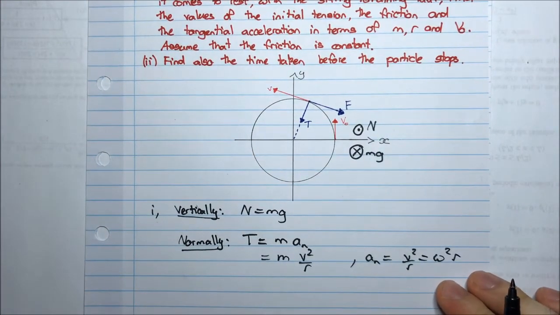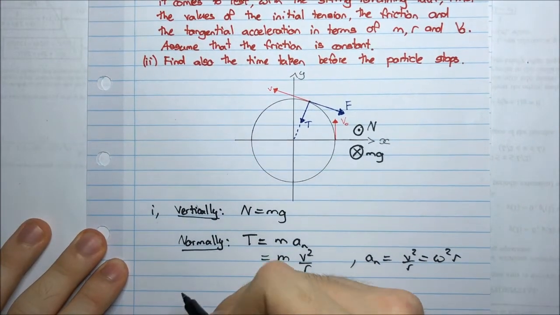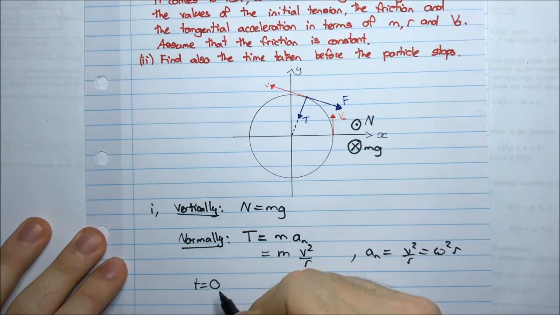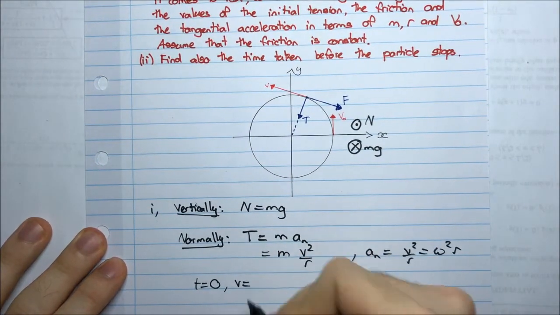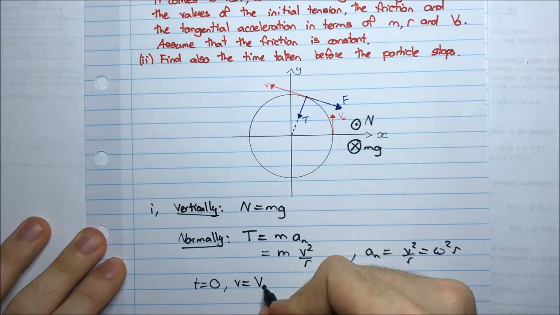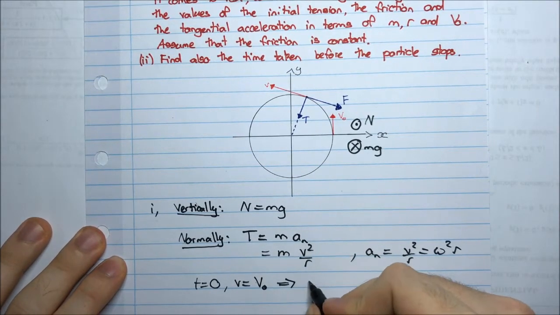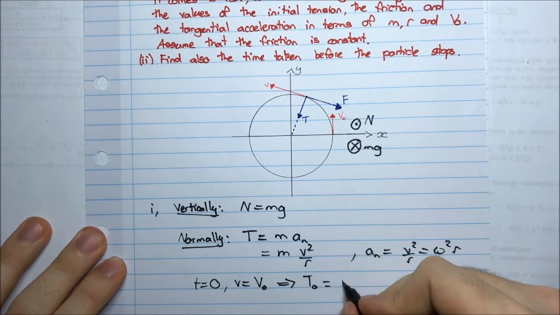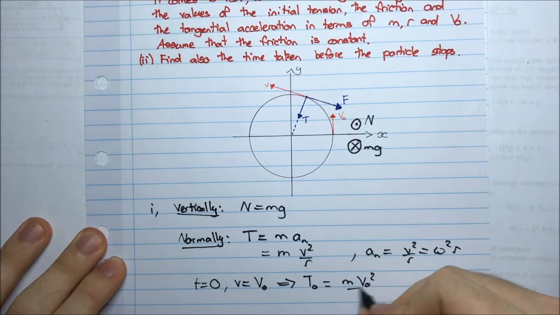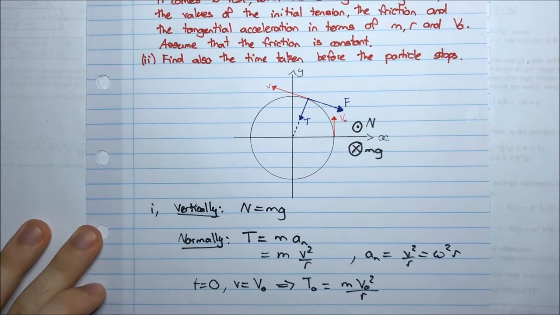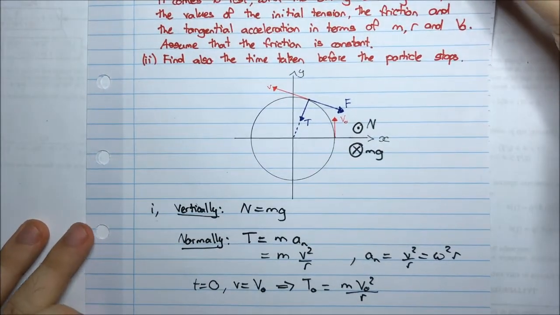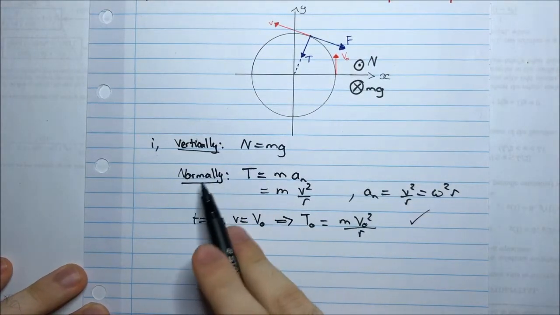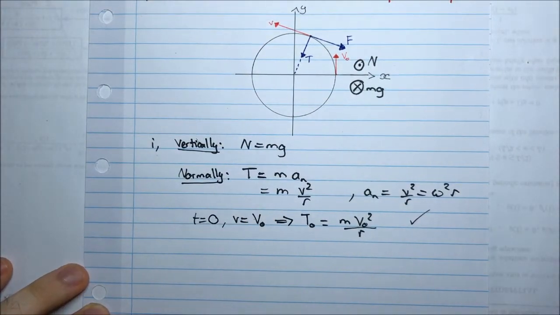So what can I do with that? Well, I want to find the initial tension. So when t equals 0, that will give me my initial tension. What is my velocity? That's going to be v0. And so therefore, let's call the initial tension T sub 0. That's going to be equal to what? M v0 squared divided by r. And in fact, that's all we need for the initial tension. So we have that, that's good. And that completes our analysis of the normal component of motion.